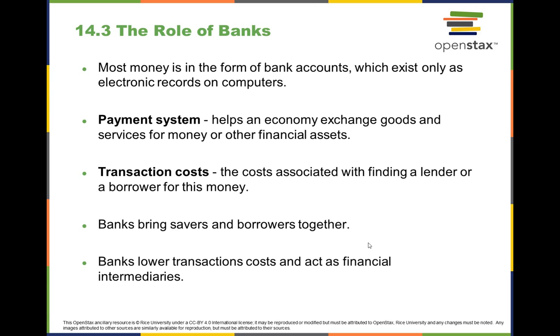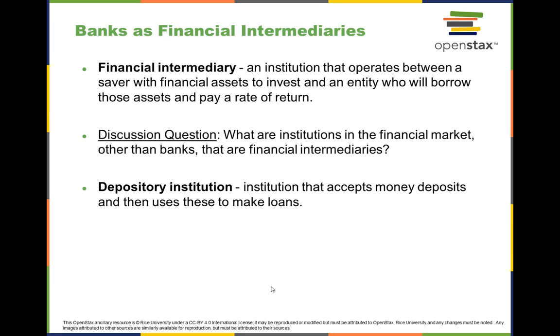So banks bring savers and borrowers together. Banks lower transactional costs and act as a financial intermediary. So they're in between savers and borrowers, and they take care of all of the effort that has to go into the actual loaning of money, known as the transactional costs. And a financial intermediary, once again, is an institution that is in between savers and borrowers. And that could include not just banks, but credit unions, finance companies, financial advisors, insurance companies, all of those would qualify.